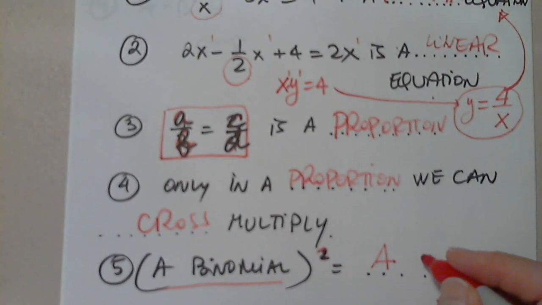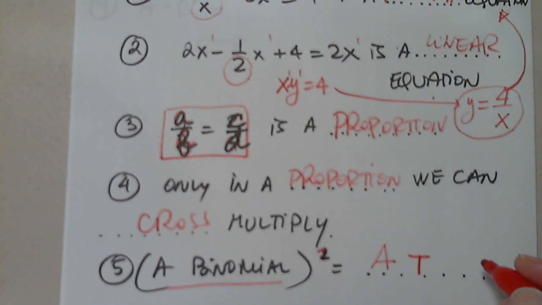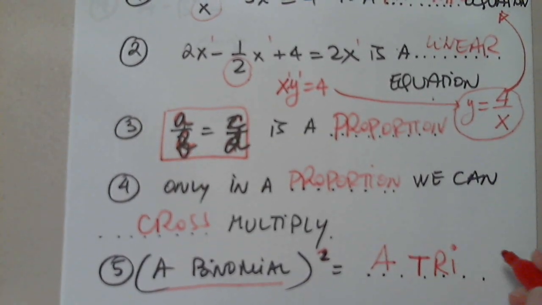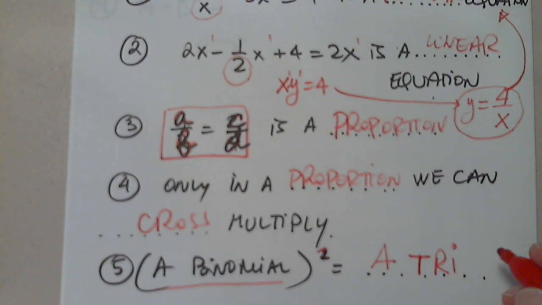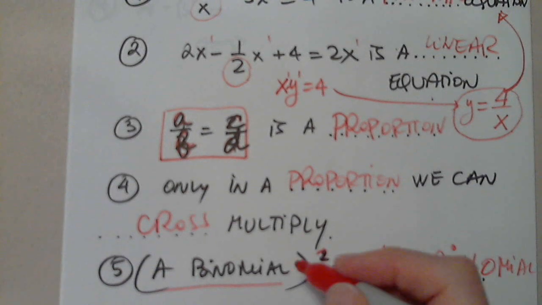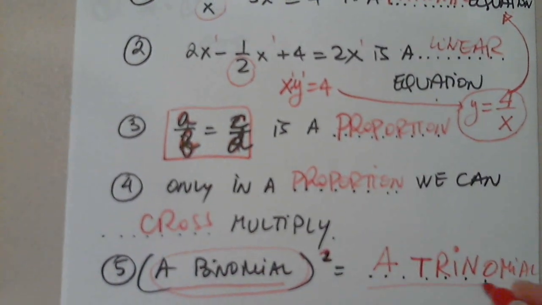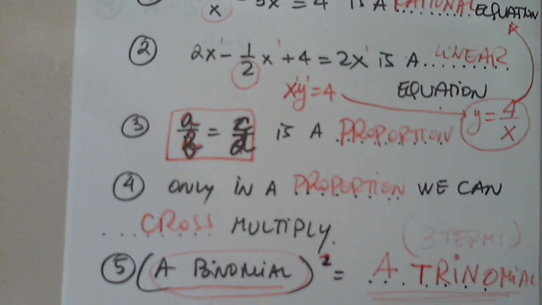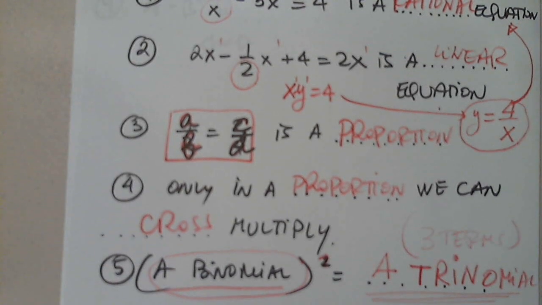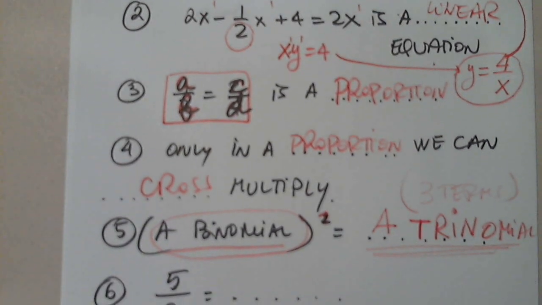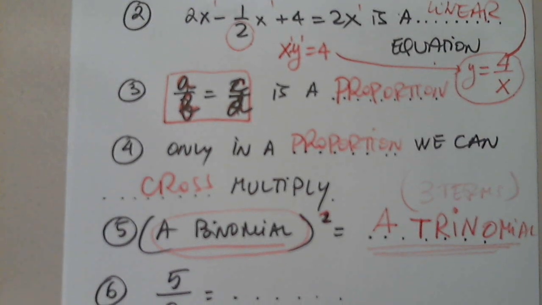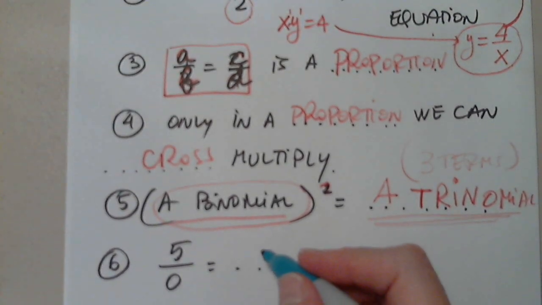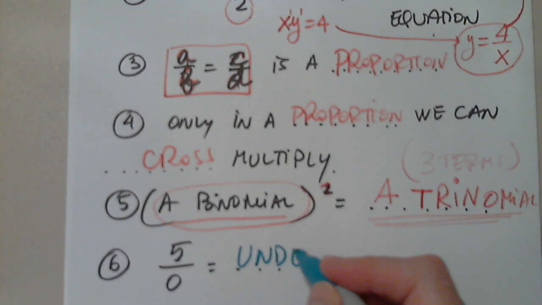Anyone? A trinomial. Yes. Please remember, a binomial squared will always have 3 terms. Always. So this has to go. Always. Good. 5 over 0. It's undefined. Thank you.